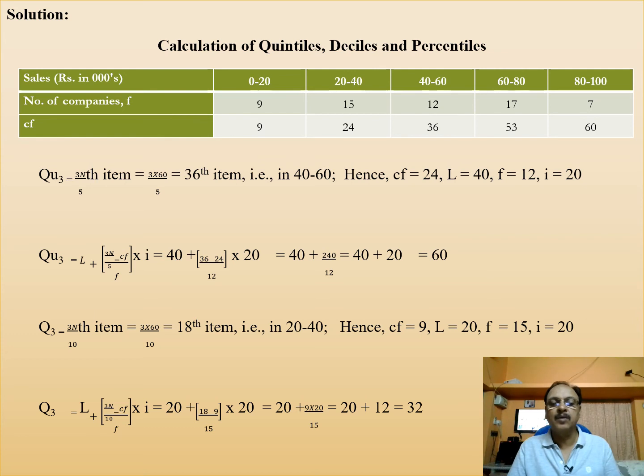Then quintile 3 means 3n by 5. That is 3 into 60 by 5. That is the 36th item. And that is in 40 to 60, then you will be applying this formula 3n by 5 minus CF by F into i. Then Q3 and decile 3, we have already calculated 3n by 10. Then by applying this formula, you will be getting the value 32.